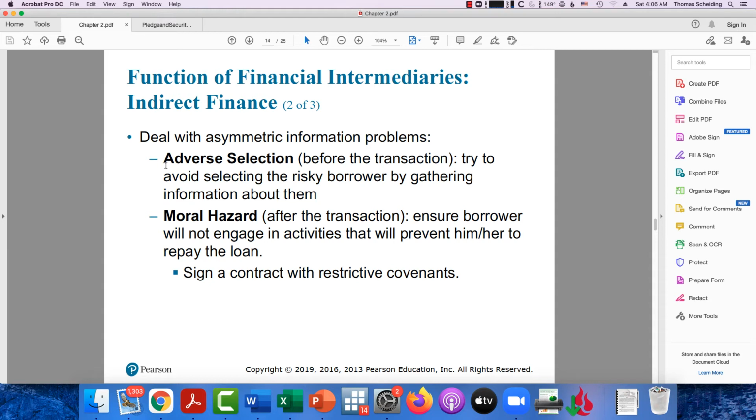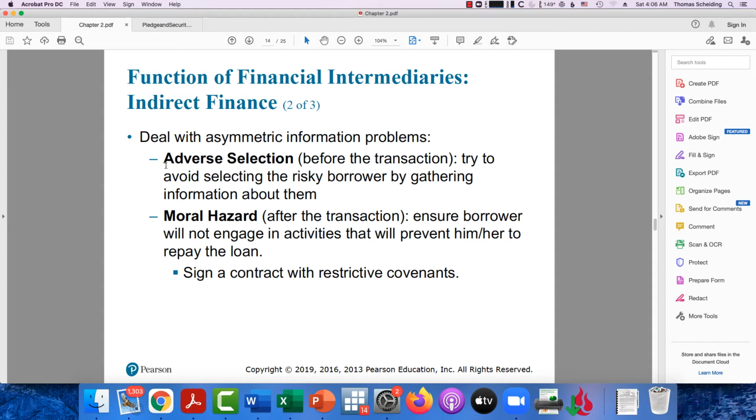And then we've got moral hazard. Moral hazard then is where you know that once someone gets the money, that they're doing what they said they would do with the money. So for instance, if I buy a car and I need a bank loan, the bank doesn't usually give me the money directly. They give the money to the dealer, right? And they put their name on the title as a way to protect themselves. And that's because of moral hazard.